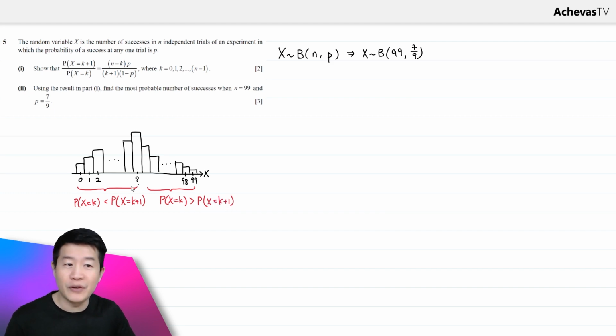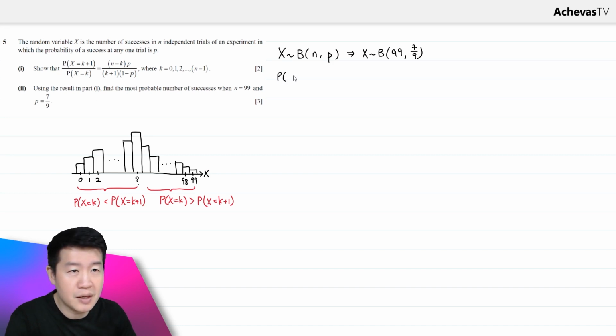Okay, so there are two different trends going on. Before the most probable one, a probability is going to be less than the next probability. After the most probable one, a probability is going to be more than the next probability. So I'm going to make use of this to try to find the most probable. And to do that, let me also substitute n by 99 and p as 7 over 9 first.